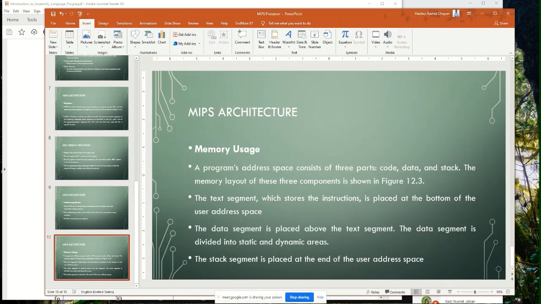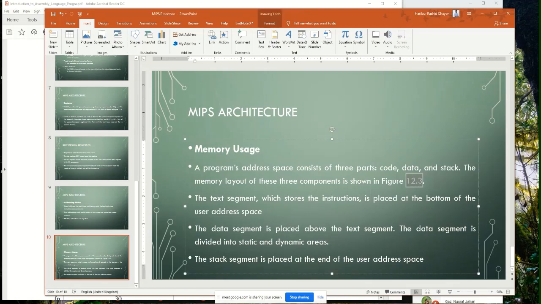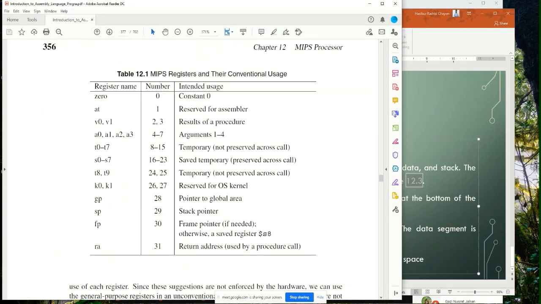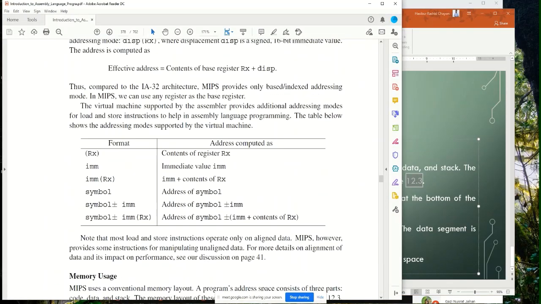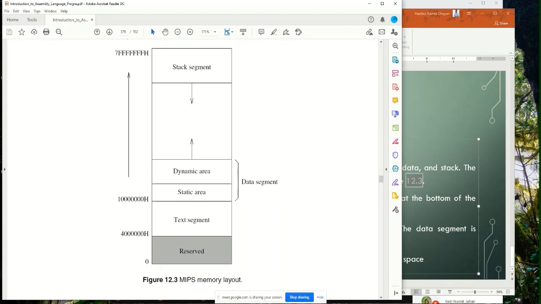The last topic is the memory uses. Okay, let me show you a picture. I think the picture number is 12.3. Let me show you the picture about the memories of this one. So let's say this is our memory. I mean, this is the memory of the MIPS processor. So how is the MIPS processor going to allocate the memory, or going to manage the memory.